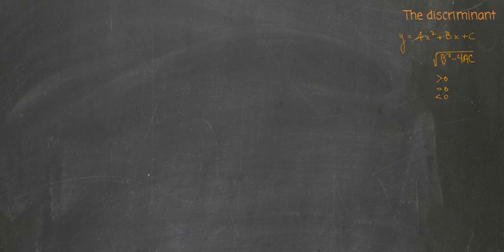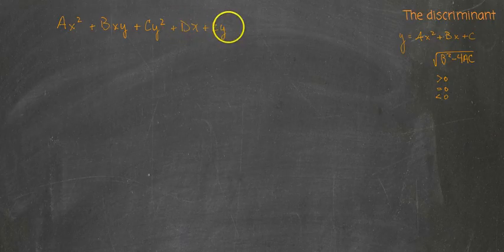Well, it turns out that with a conic section, I can also calculate the discriminant, and it will tell me the type of conic I'm looking at. So let's look at the general form of a conic section. We have ax squared, that's the same as a quadratic, plus bxy plus cy squared plus dx plus ey plus f, all equal to 0.